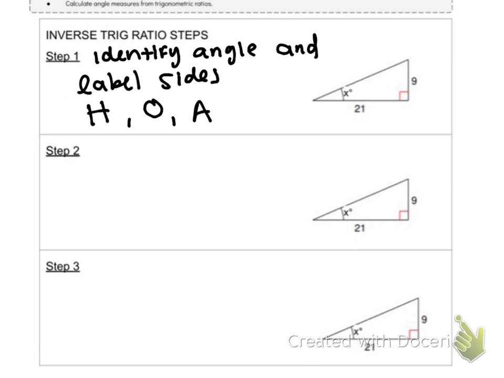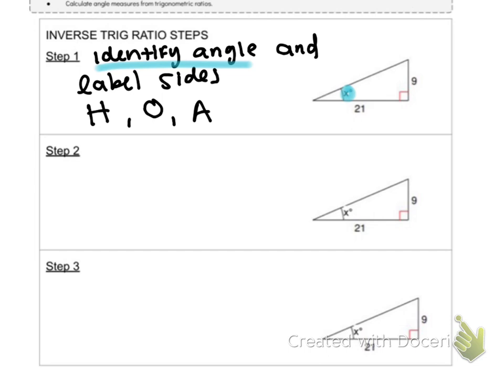We did this last class, so hopefully you should have your notes from last class already finished. If you didn't, you should go back and do your notes from last class, okay? So you're going to go ahead and identify your angle. Your angle is this angle right here. And then you're going to label your sides.